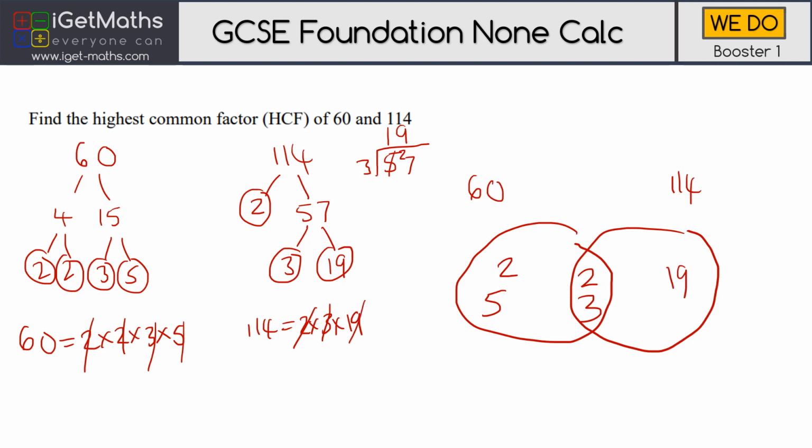And remember, if you're looking for the lowest common multiple, you would multiply all the numbers in the Venn diagram, but we only want the highest common factor. So the highest common factor just equals 2 times 3, which equals 6.